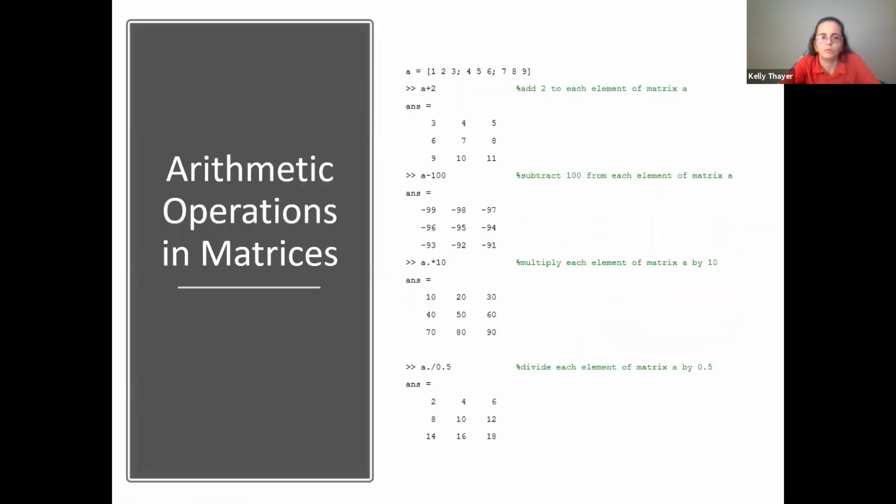You can do arithmetic operations on matrices much as we can do this on vectors. So for example, we can add 2 to each element, we can subtract 100 from every element, we can multiply each element by 10, and we can divide each element by 0.5.